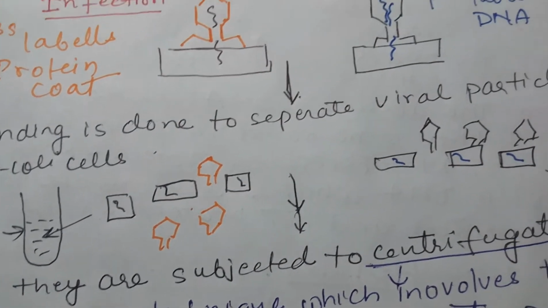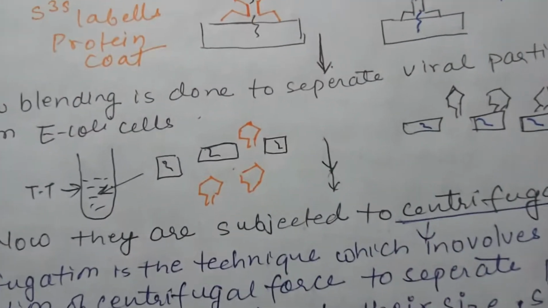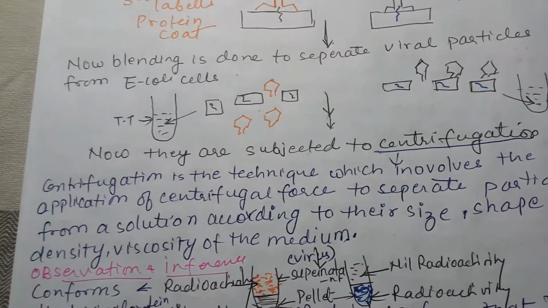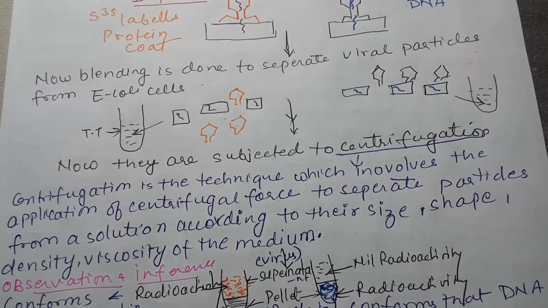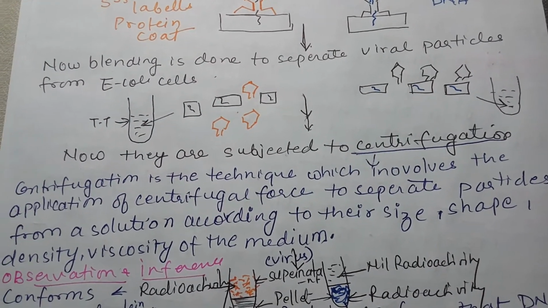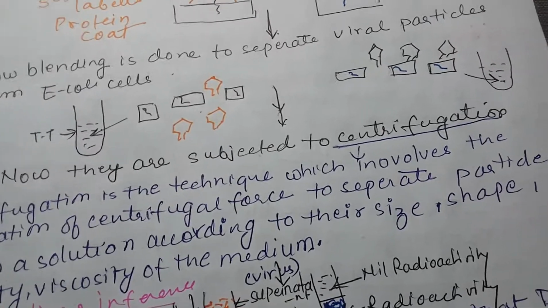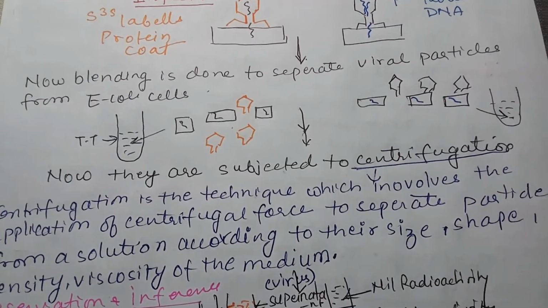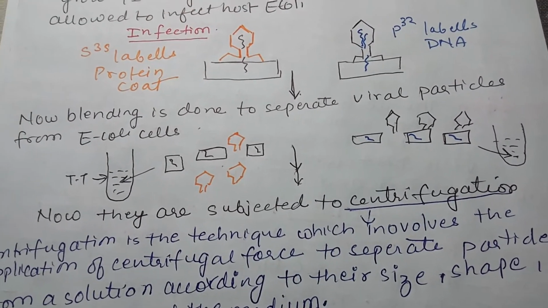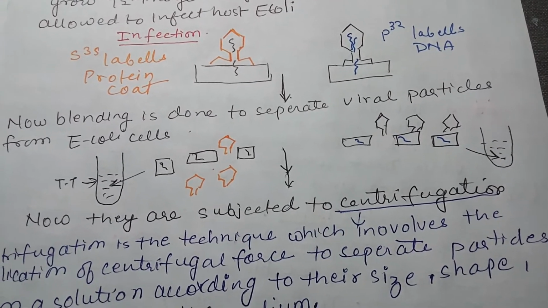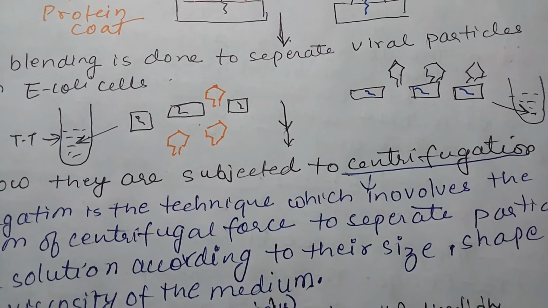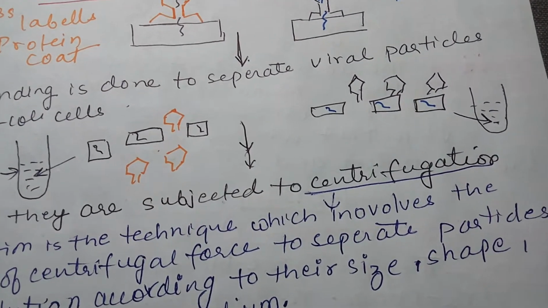Now they are subjected to centrifugation. What is centrifugation? This test tube is now subjected to centrifugation. Centrifugation is the technique which involves the application of centrifugal force to separate particles from a solution according to their size, shape, density, and viscosity of the medium. We have a centrifuge machine available. I think we visited a science center where I showed you the centrifuge. The principle is based on the centrifugal force, so depending on their density and size, they are separated.